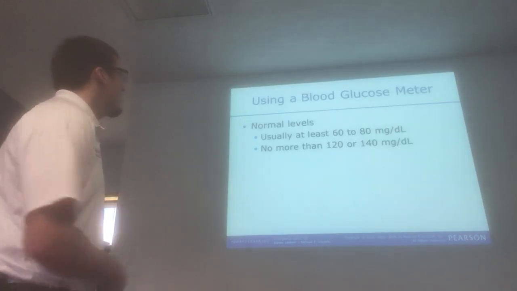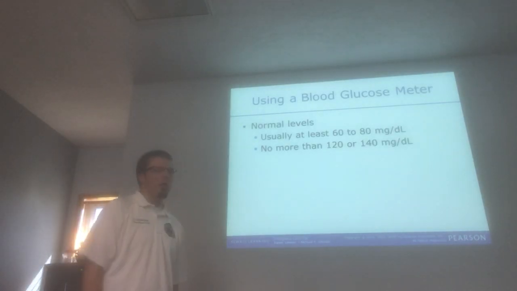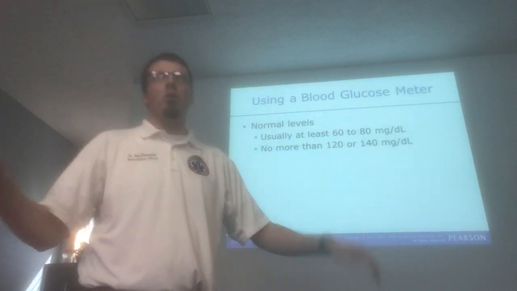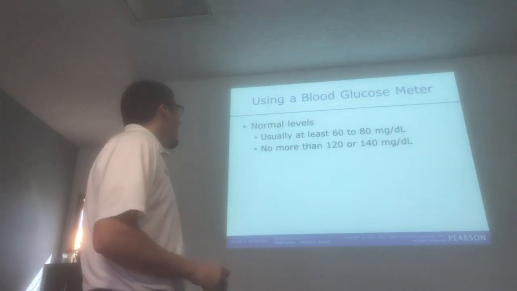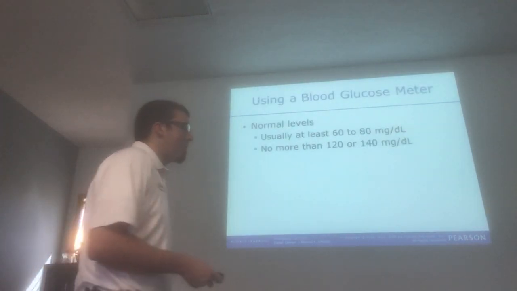Normal levels are usually at least 60 to 80, but no more than 120 to 140. So 60 to 140 is kind of our range of normal. If it's above 140, they're probably diabetic. If it's below 60, they're probably hypoglycemic.